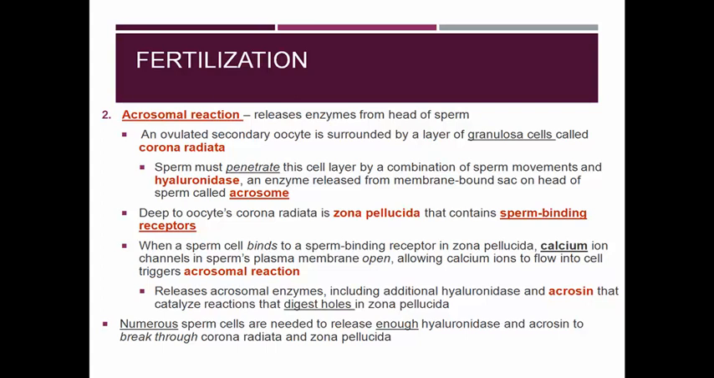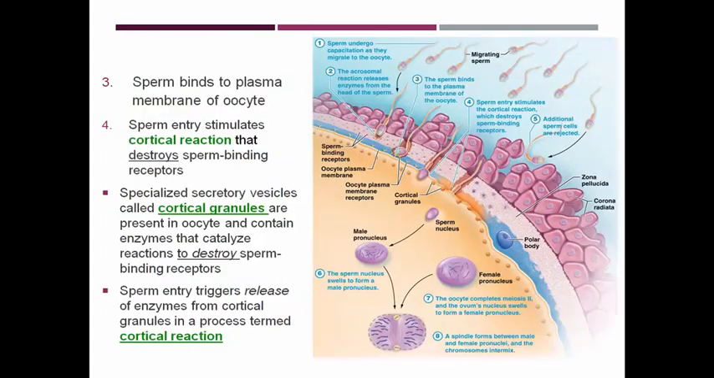So all of those collectively will release enough of these enzymes to break through both the corona radiata and the zona pellucida. But only one sperm will actually find its way to the nucleus of the egg. So now we said once it gets through that first layer, you have the sperm that bind to the plasma membrane of the oocyte. This releases that cortical reaction that destroys the sperm binding receptor. So one sperm is already trying to get in. The rest of the sperm are now being rejected.